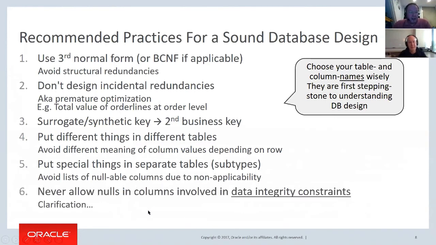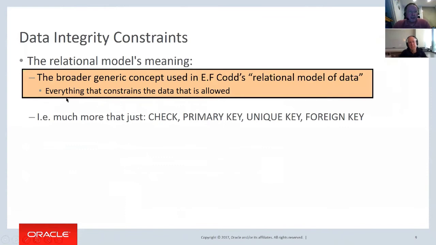Now, never allow nulls in columns that are involved in what I call data integrity constraints. This is the last one. And I'm going to clarify that a little bit more, and that will help me end up in a first code class, which I want to talk about. When I say data integrity constraints, I mean it in the broader sense of the relational model of data, not just the constraints that we can currently do declaratively in the SQL products, like Oracle. We can do check, primary key, unique key, foreign key.